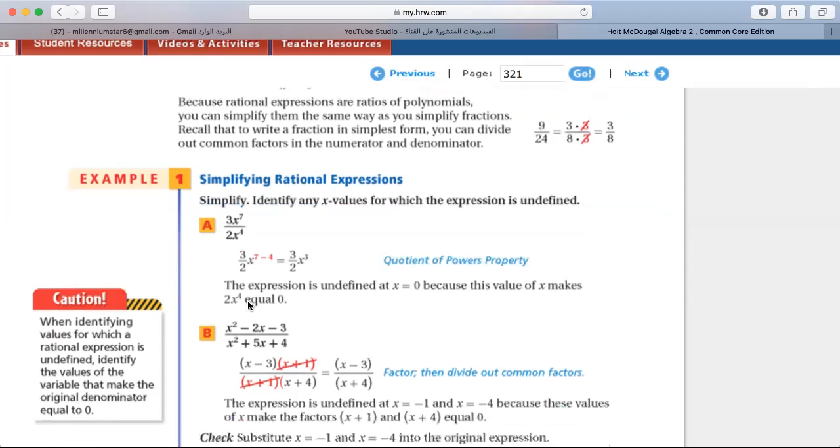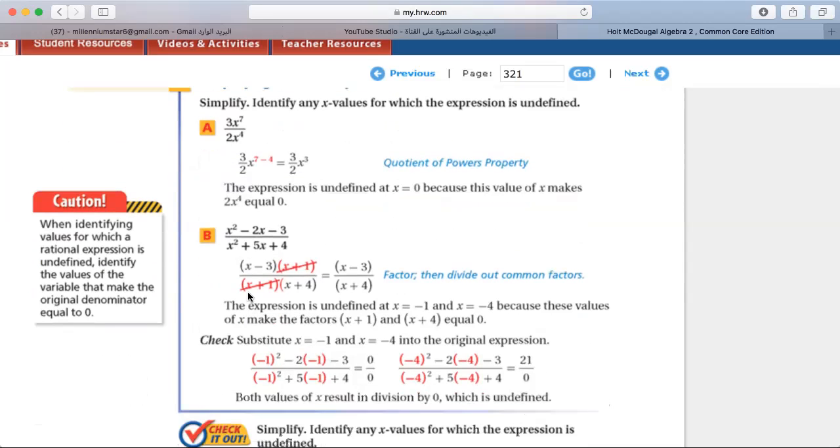So the simplest form for 3x to the power 7 over 2x to the power 4 is 3x to the power 3 over 2. The expression is undefined at x equal to 0 because this value of x makes 2x to the power 4 equal to 0.